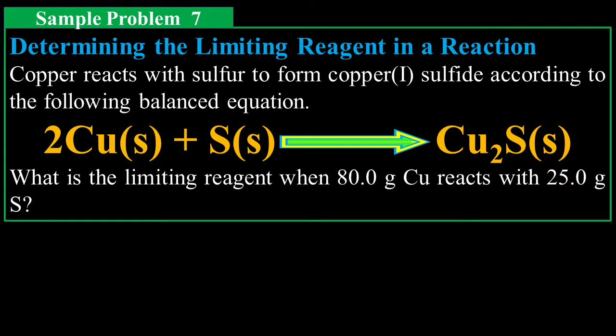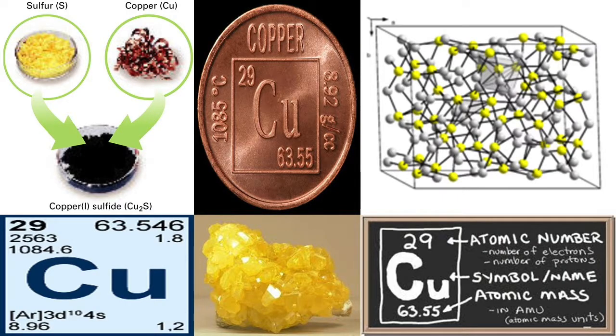Copper reacts with sulfur to form copper(I) sulfide. According to the following balanced equation, 2 copper plus 1 sulfur yields 1 copper(I) sulfide. What is the limiting reagent when 80 grams of copper reacts with 25 grams of sulfur? Now, what I would do is simply plug in the values and see how much of each is going to be needed.